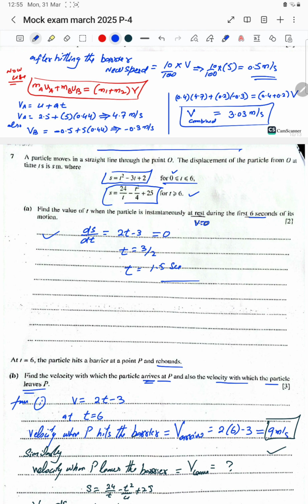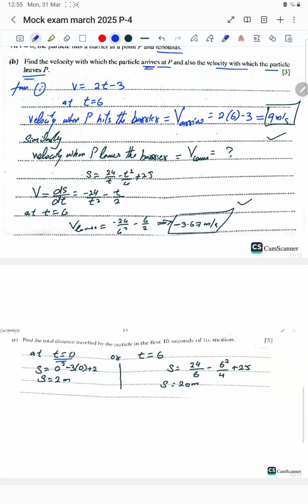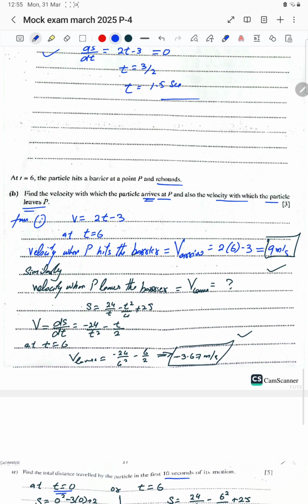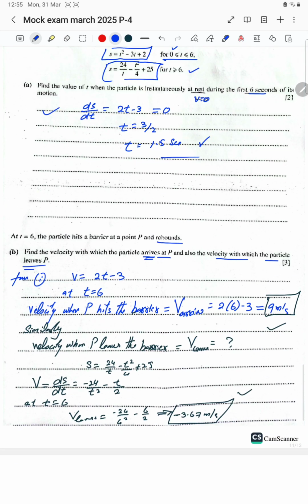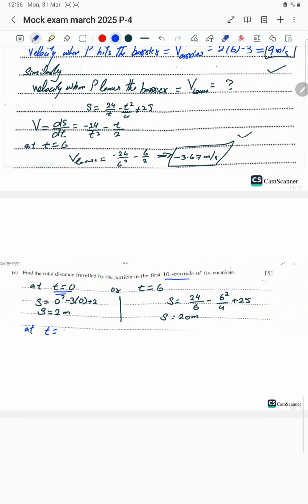For t greater than or equal to 6, we get s equal to 20 while getting this answer. So this is total distance. We have to calculate for our particle in the first 10 seconds. So t from 0 till 6 we have calculated. Now at t equal to 1.5, because here we have calculated the first part, s will be, that is lying for first.